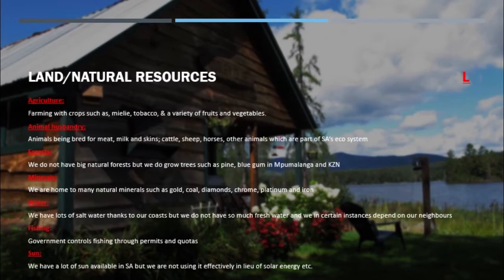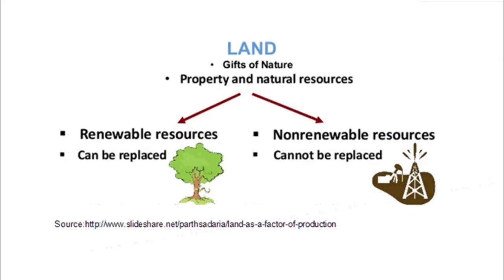So this slide just goes back to some of the natural resources which I mentioned we have around the world, and here in South Africa, we are lucky to have the majority of them. So now, land or gifts of nature can be separated into two.